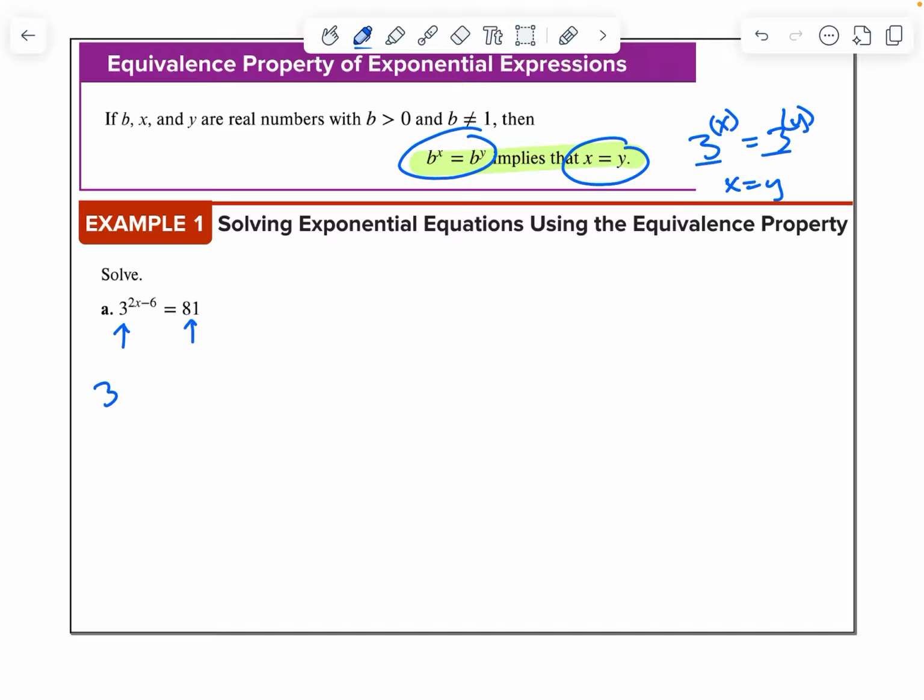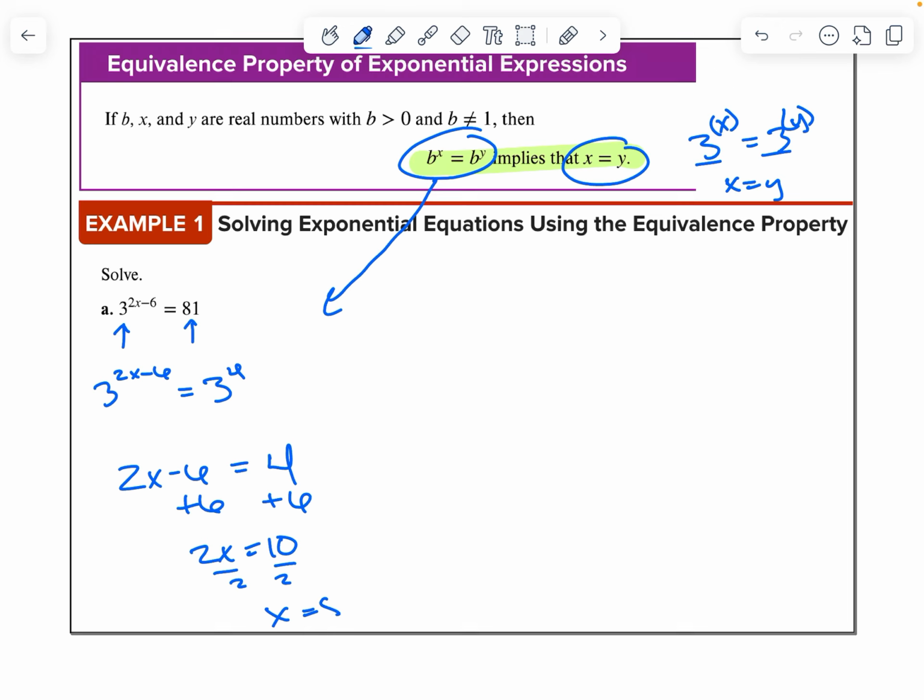So I can rewrite this as 3 to the 2x minus 6 equals 3 to the 4. The first thing I'm going to try with an exponential equation is to rewrite it with like bases. Now, if they have the same base, then I can apply this rule. That means that 2x minus 6 must equal 4. And now I can solve this just like a linear equation. 2x equals 10, x equals 5.